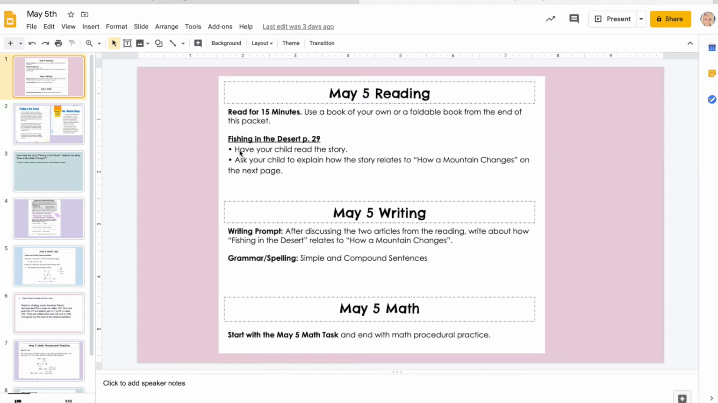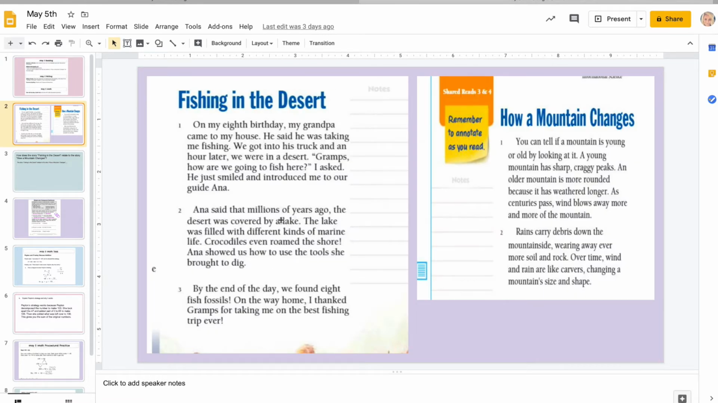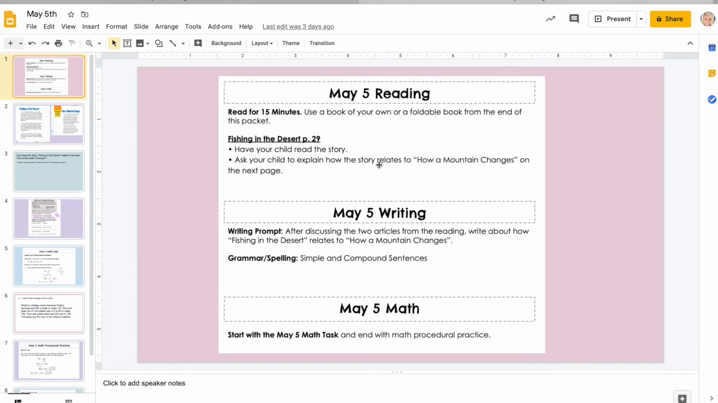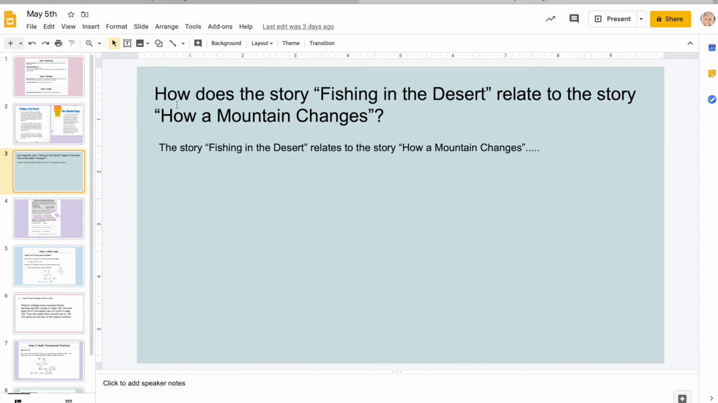They also want you reading the two stories, Fishing in the Desert on page 29. We want you to read through the story and then ask how the story relates to how a mountain changes on the next page. So there are two very short stories, as you can see here. So this is Fishing in the Desert, and then this is How a Mountain Changes. So reading both of those stories and then talking about how the stories relate to each other. And then you're going to be getting into the writing.